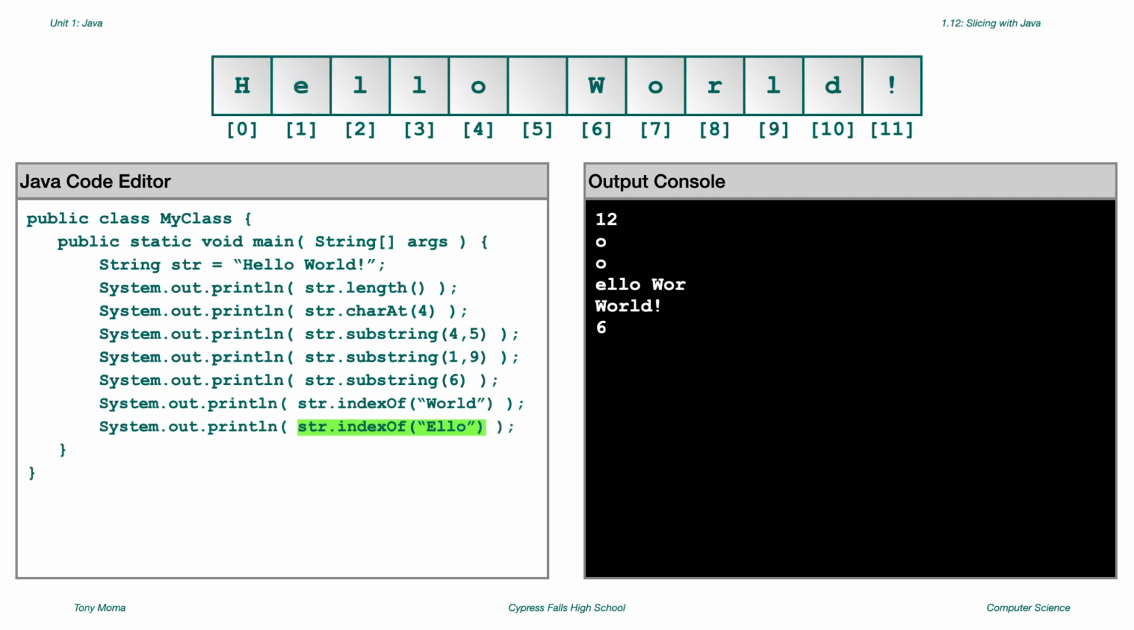Now consider this example. Once again, we're searching for the character sequence "ello", but with an uppercase E. As has been stated before, in computer science, lowercase letters and uppercase letters are not identical. So since there is no uppercase E inside str, there's no way this character sequence can exist within str. Thus, -1 gets returned and printed out.